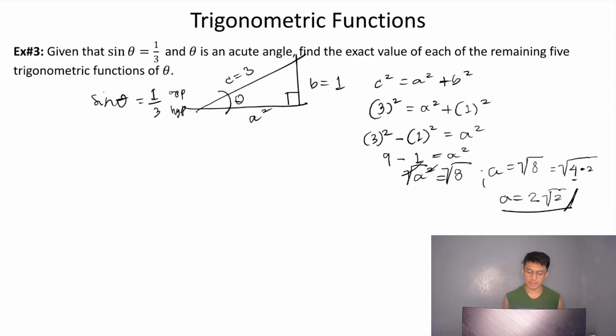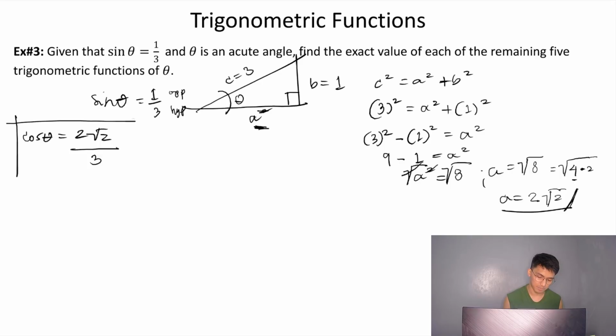And ngayong alam na natin lahat ng value ng lahat ng side ng right triangle natin, we can now find the values of the other 5 trigonometric functions. Alam na natin ang sine theta, we now go for the cosine theta. We have adjacent over hypotenuse. Ang adjacent natin yung A, which is 2 square root of 2 over hypotenuse na 3. So this is cosine theta.